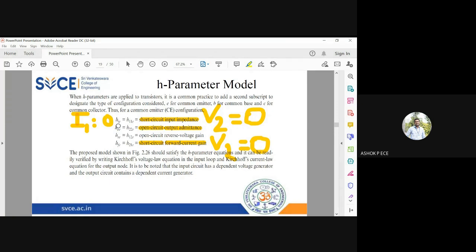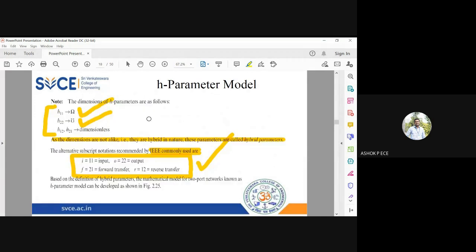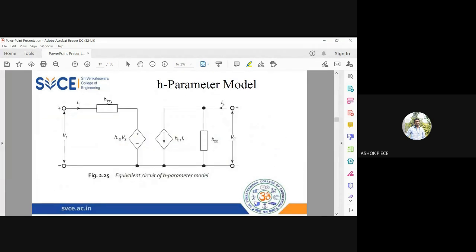And the last one, HRE. H is hybrid, R is reverse voltage gain, and E is going to be common emitter. So it is reverse voltage gain. And how am I measuring it? I am measuring it by open circuiting the input current, or I am making I1 equal to 0. So it is called open circuit reverse voltage gain. So what we are doing, we are learning first everything in terms of H11, 12, 21, and 22, and then we are renaming this as per IEEE convention.